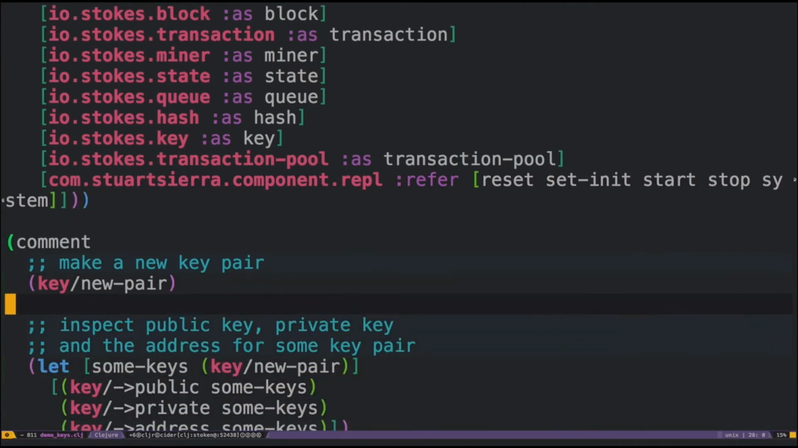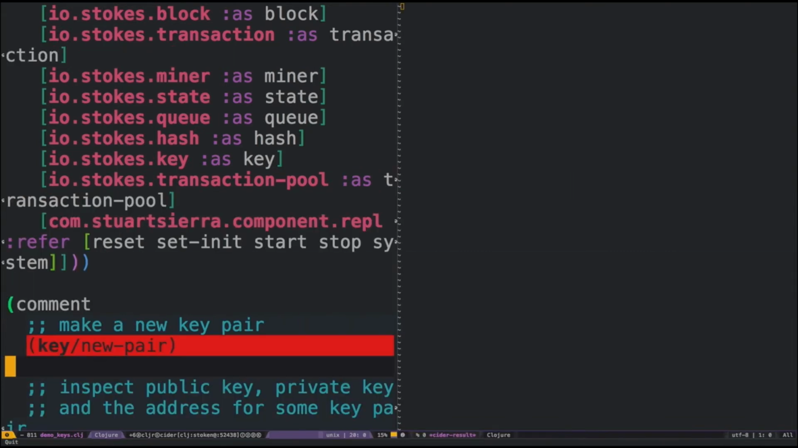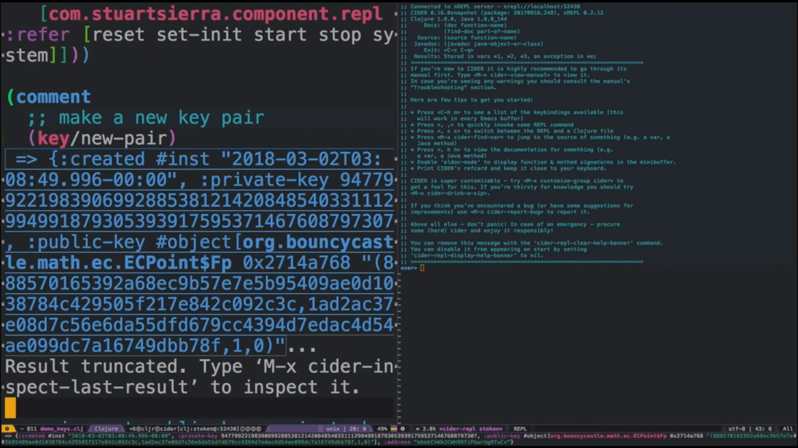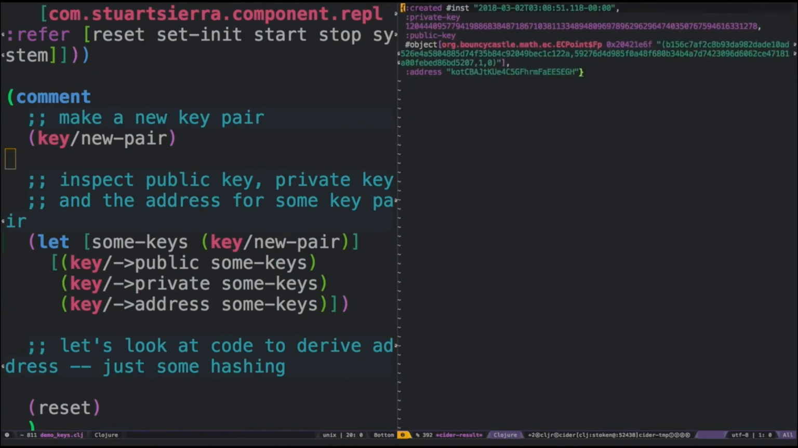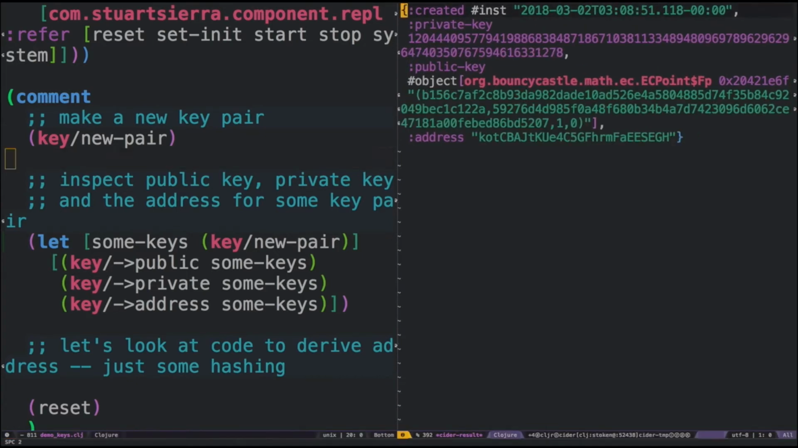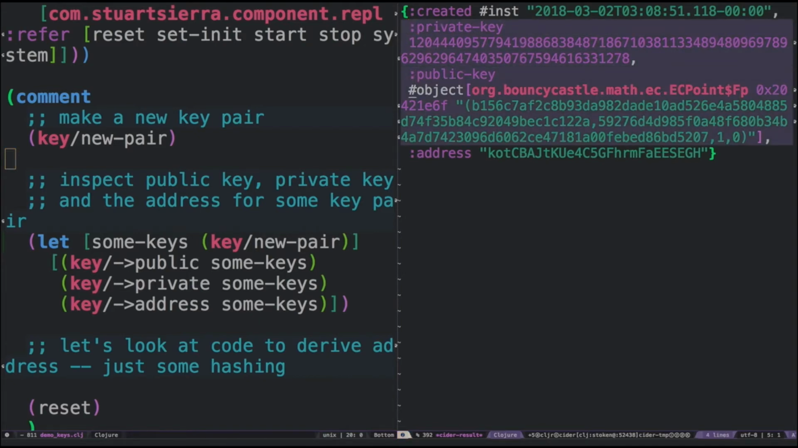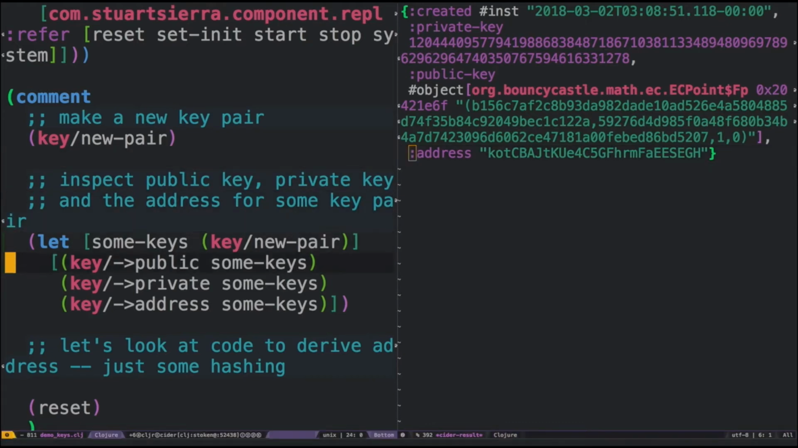So the first thing we can do is make a new key pair. I'll do this. Okay. So basically, what I did here was evaluate this form at my REPL, and it basically pretty printed over here. So for instance, we have some properties in this key pair. So really important would be the private key and the public key here. And we see here it generated this address. So we'll see in a minute how to basically get those. There's some functions here to basically derive those given a key pair.